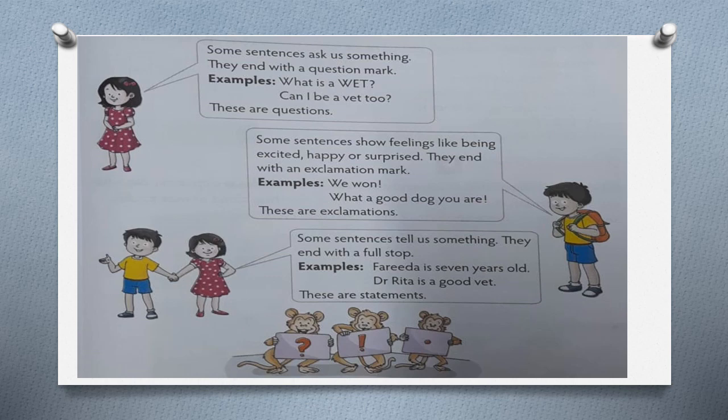Children, some sentences tell us something. They end with a full stop. Examples: Farida is 7 years old. Dr. Rita is a good wit. These are statements.